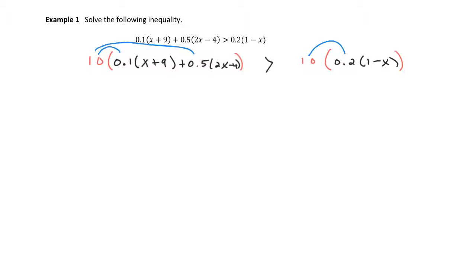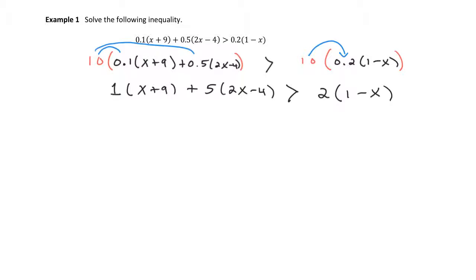Here, I can just multiply it directly into this 0.2, and let's see what's left over. For this very first term, 10 times 0.1 is just 1, so this is 1 times x plus 9. Then I'm going to have 10 times 0.5 is 5 times 2x minus 4. I still have greater than, and on the right, I have 10 times 0.2, which is 2, and then 1 minus x. So this step was just to get rid of all of the decimals.